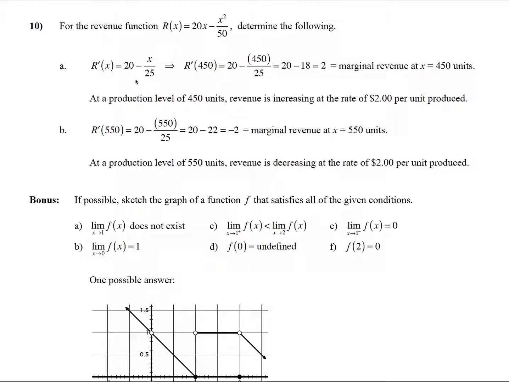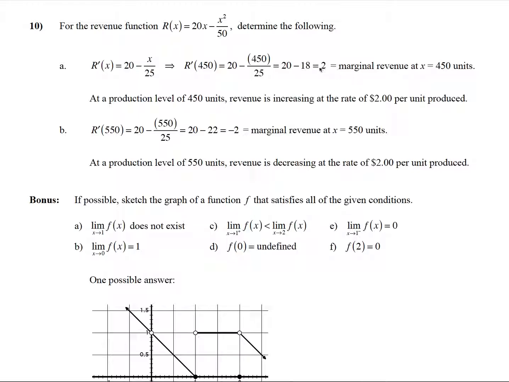So that's our marginal revenue function, and we substitute in 450 for the x, which is the quantity, the production level, 450 units. Wherever we have an x, we put some parentheses, and inside those parentheses we substitute that value, 450. 450 divided by 25 is 18, and 20 minus 18 is 2. So that's the marginal revenue at a production level of 450 units.